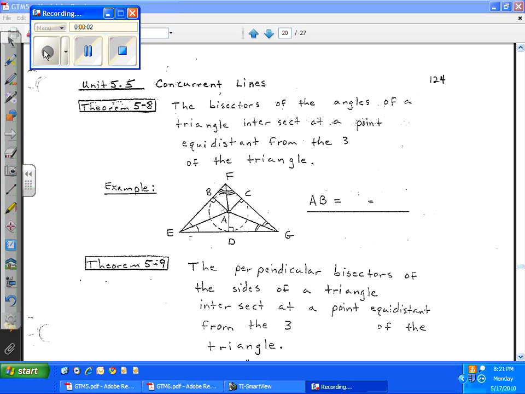Unit 5.5 is concurrent lines. There's four things we're going to talk about that are concurrent. First of all, we need to define concurrent.